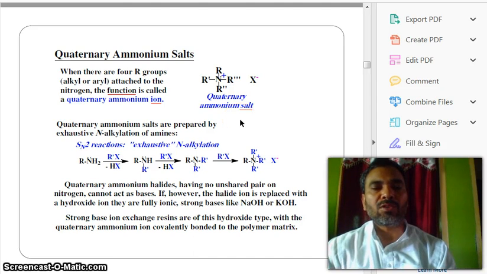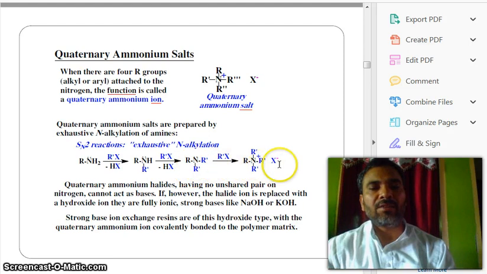Quaternary ammonium salts are prepared by exhaustive N-alkylation of amines. Look at this sequence of reactions. We call it SN2 reactions and exhaustive N-alkylation. Look at RX, R2NH again reacts with RX, giving R3N, and finally the quaternary ammonium salt.